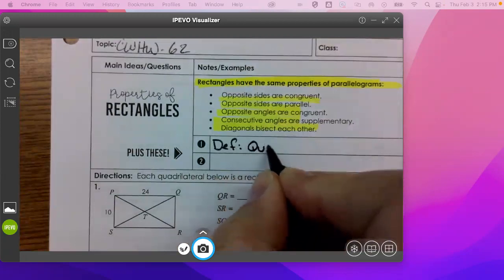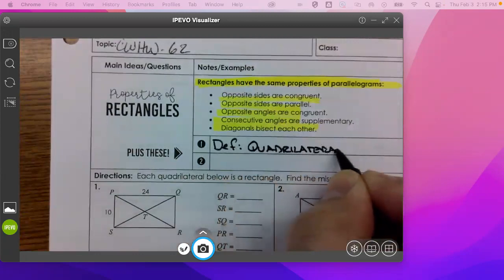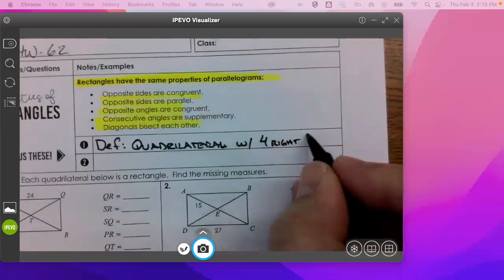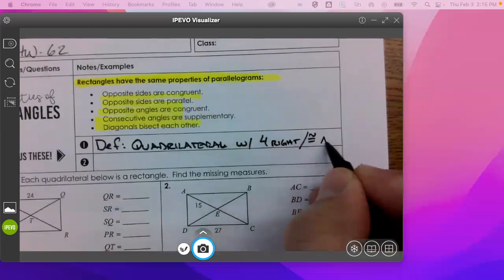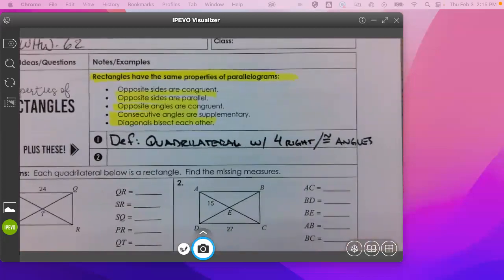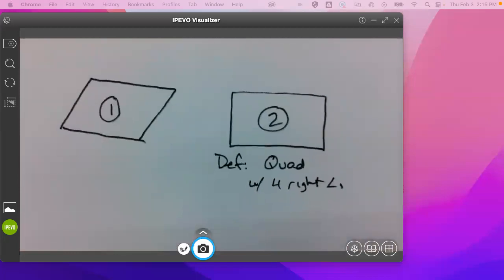As Canyon suggested, it's a quadrilateral with 4 right, or you could say congruent angles. But there's something else that's true about a rectangle that wasn't true of our parallelograms. What else do you think is true?